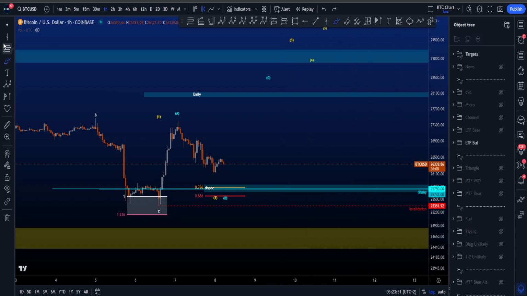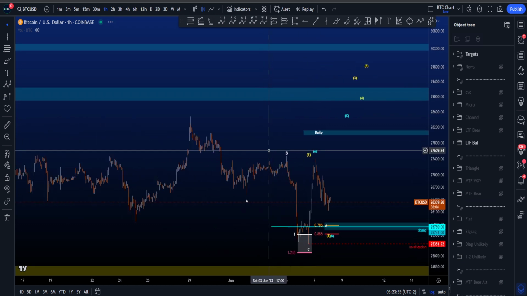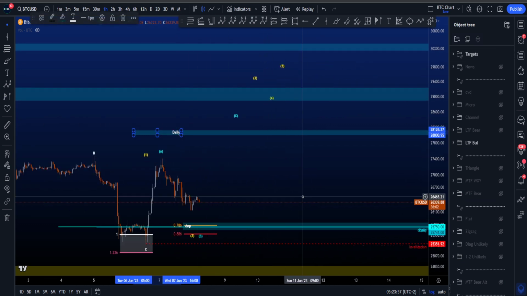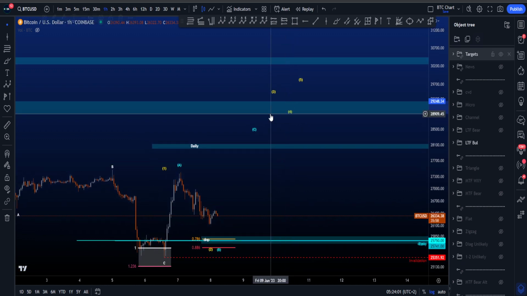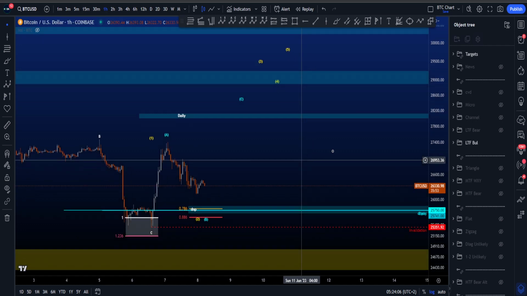25.3k. If we look at the resistance area just above price at the moment, we see a couple of target boxes that I do like to mention. The first resistance area is between 28k and 28.1k, and the second one is between 28.9k and 29.3k.